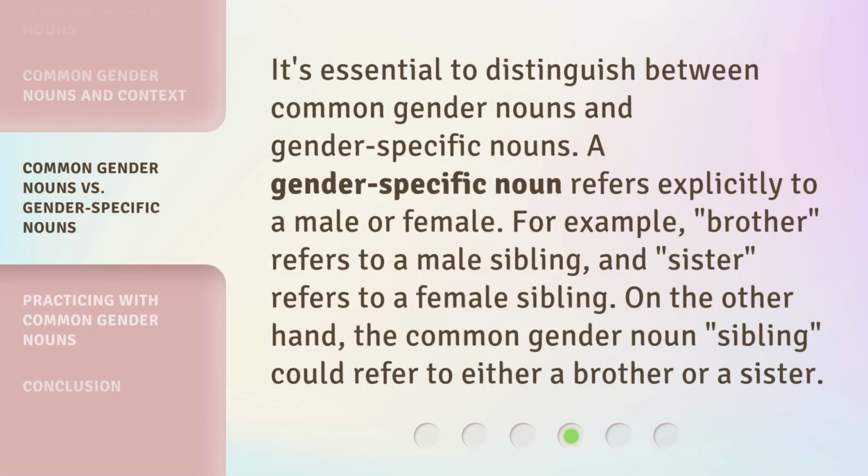It's essential to distinguish between common gender nouns and gender-specific nouns. A gender-specific noun refers explicitly to a male or female. For example, brother refers to a male sibling, and sister refers to a female sibling. On the other hand, the common gender noun, sibling, could refer to either a brother or a sister.